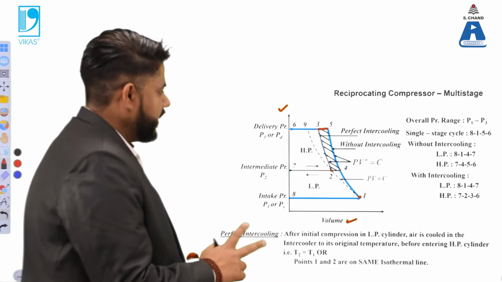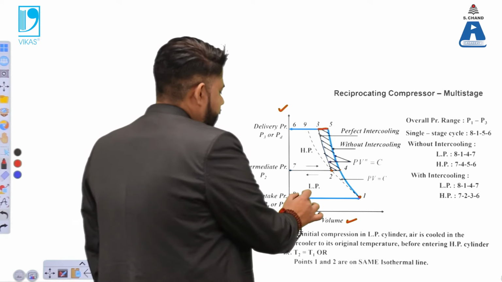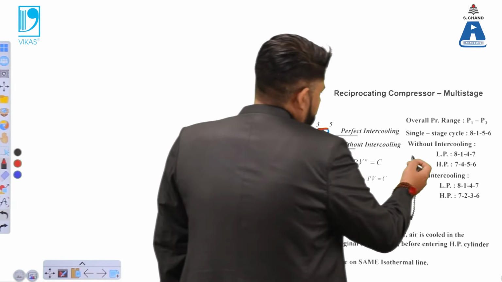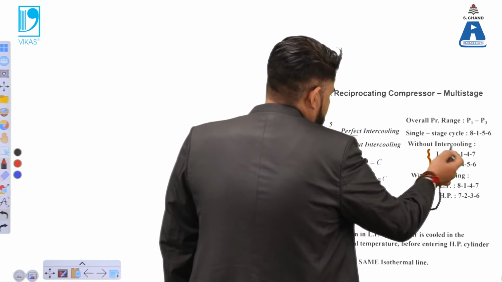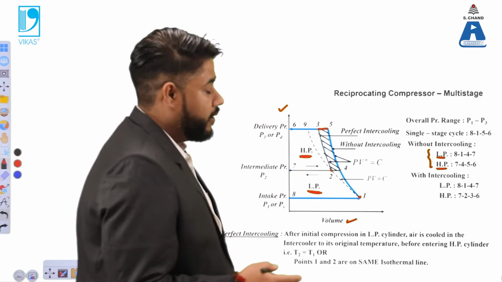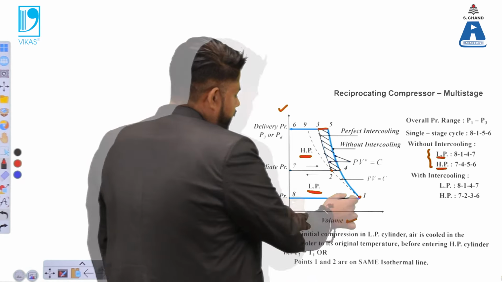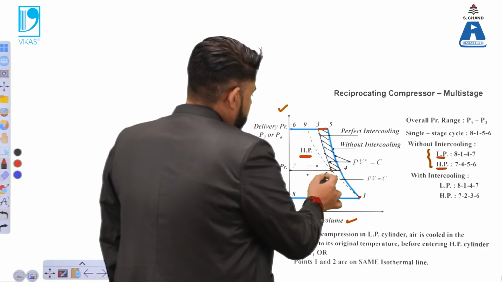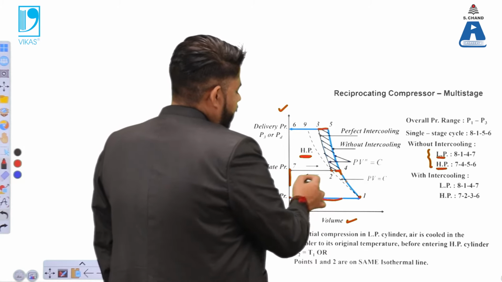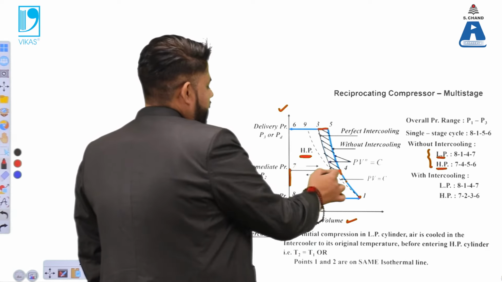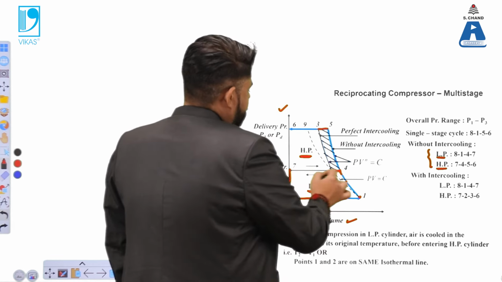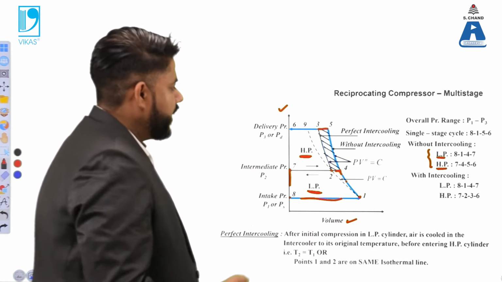There are two categorizations, one is the low pressure type valve, another is the high pressure type valve. When intercooling is not there, we move from 8 to 1, then towards 4 and then 7. This region is indicated as the low pressure region, and the region from 7 to 4 to 5 to 6 is called the high pressure region.